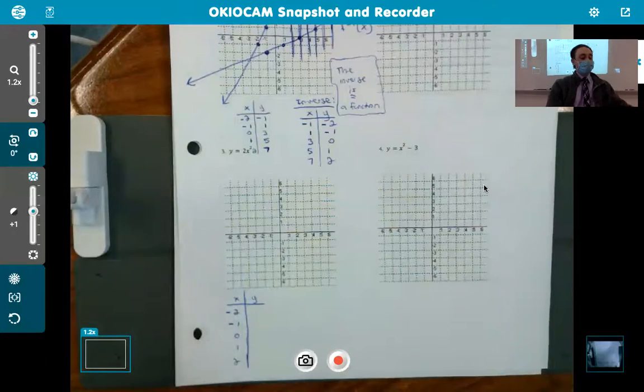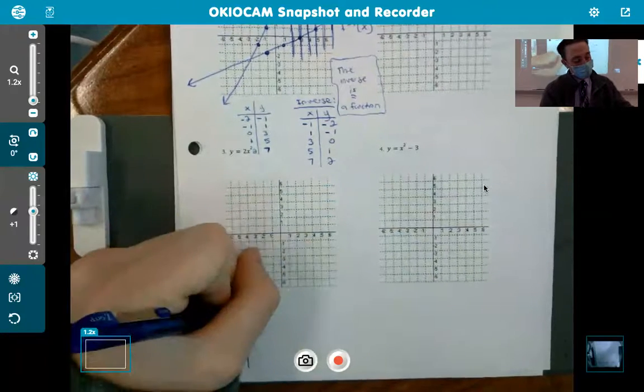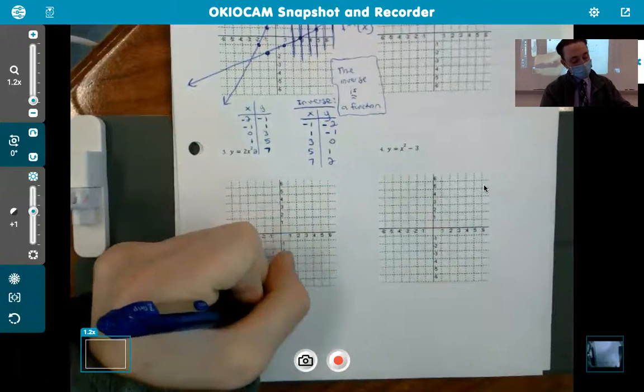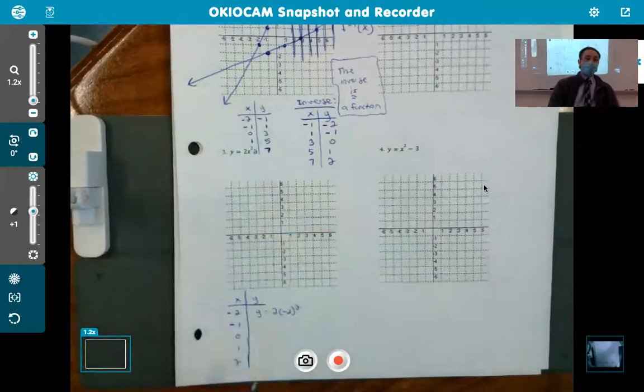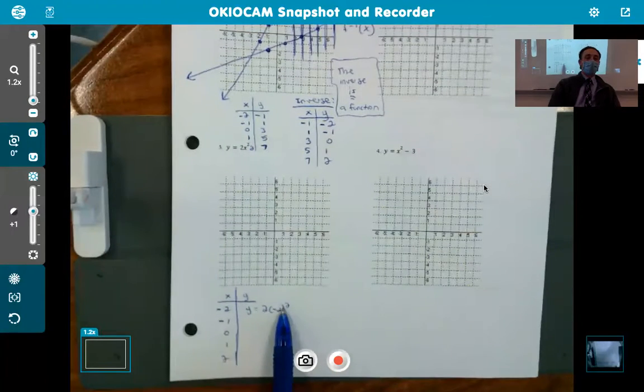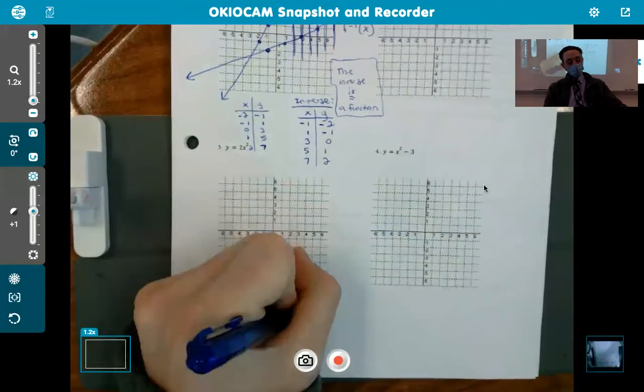When I plug in -2, this would be y equals 2 times -2 squared. Well, what's -2 squared? +4. And what's +4 times 2? 8.